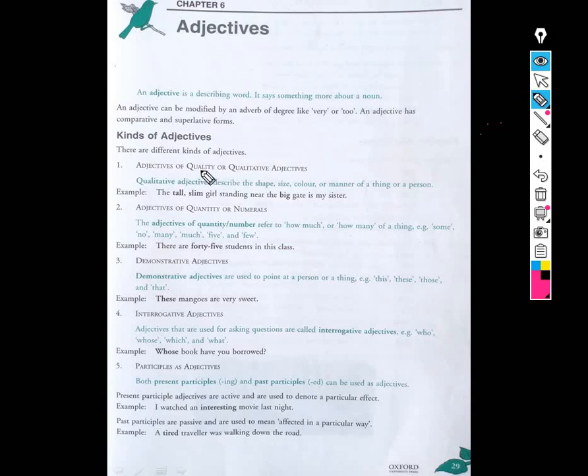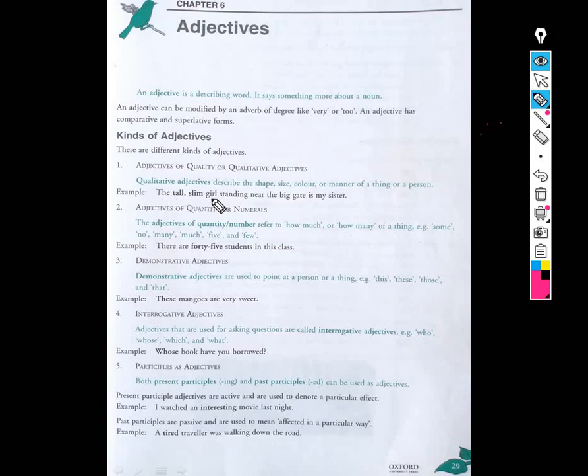First one is adjective of quality, or we can say qualitative adjectives. Qualitative adjectives describe the shape, size, color, or manner of a thing or a person. When you talk about a thing or a noun and you talk about its size, shape, color, or manner, that is called qualitative or adjective of quality.